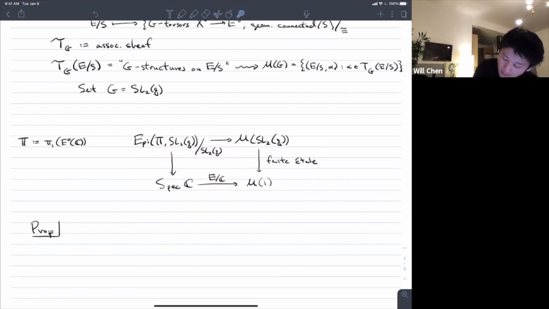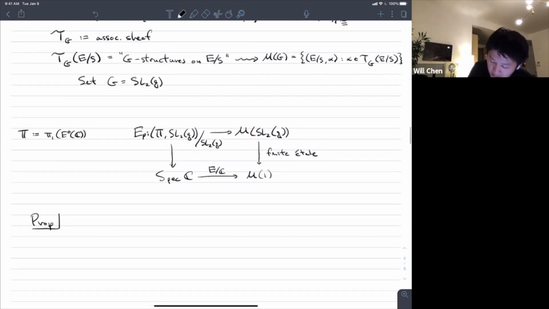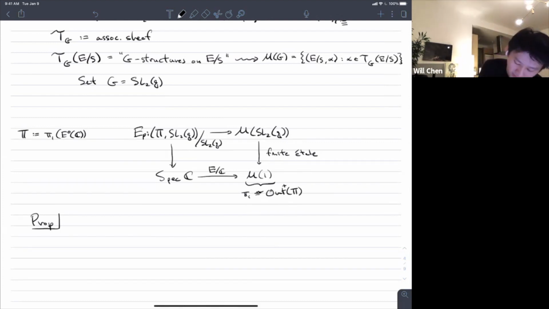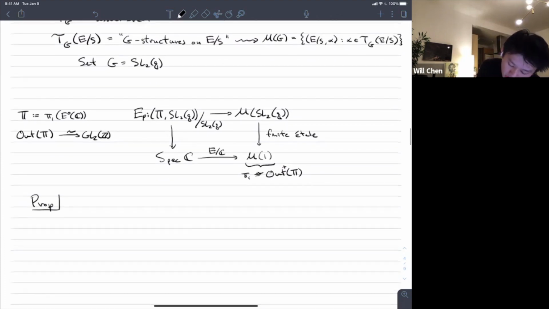Okay. Because this map is finite étale, you can understand its geometry by understanding the monodromy action of the fundamental group of the base. The base here is M1, and this fundamental group is isomorphic to the outer automorphism group of pi, but you have to restrict to the orientation preserving ones. The way of thinking about out of pi is that it's isomorphic to GL2Z just by looking at the induced automorphisms of the abelianization. Inside here, you have SL2Z, and then out plus is just the preimage.